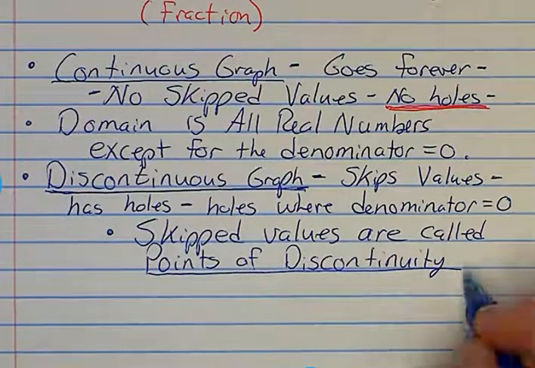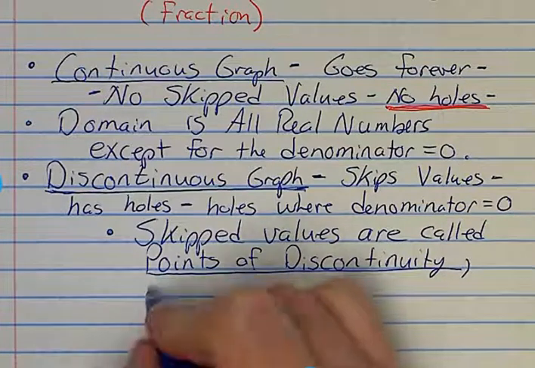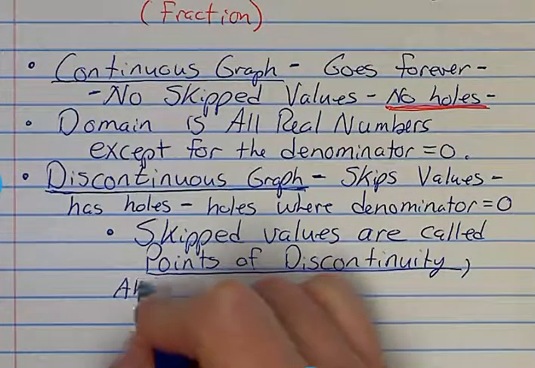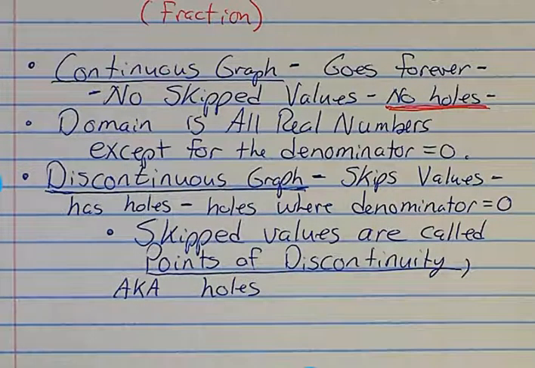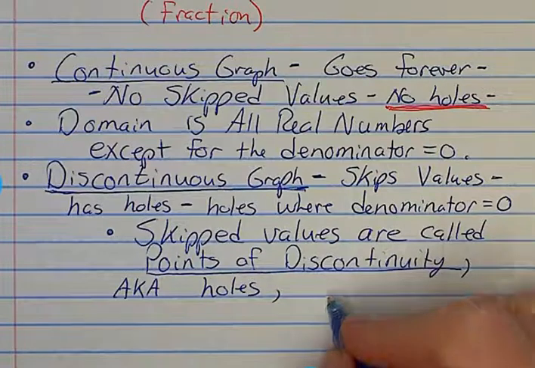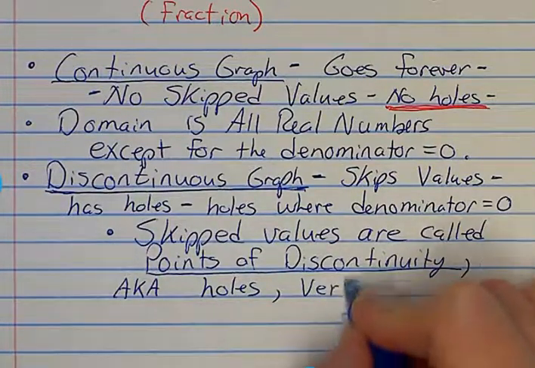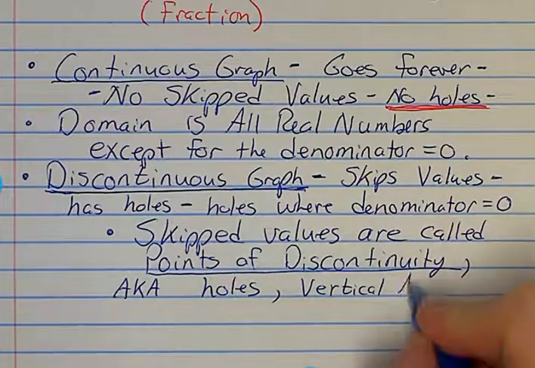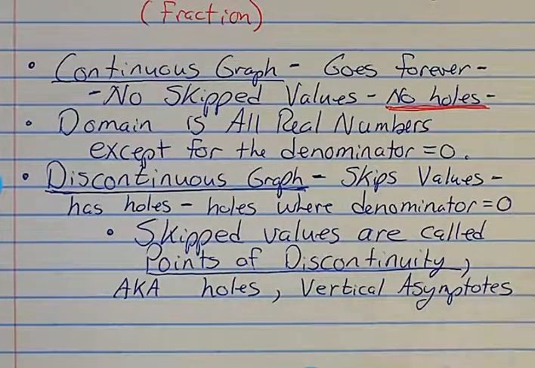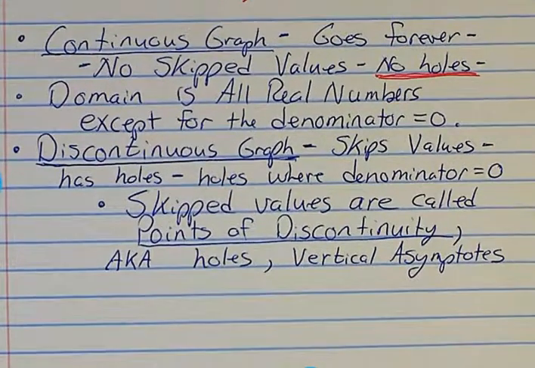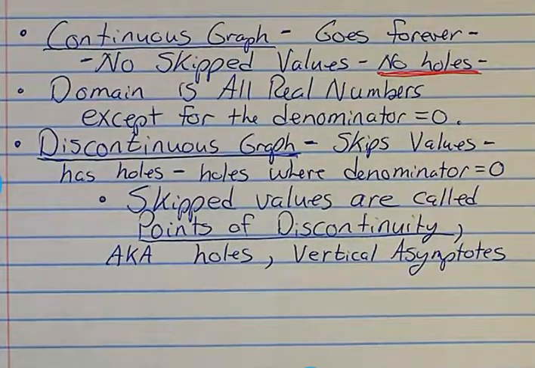Okay. Now with that one, again, sometimes they call them holes. You want to do an AKA here. Sometimes they call them holes. Sometimes they call them vertical asymptotes. Because a vertical asymptote is a little different than a hole because it's actually like a wall that you can't touch. Vertical asymptotes are the same thing. That's numbers that you skip over. It's not actually part of the graph. It's more like a cutoff.